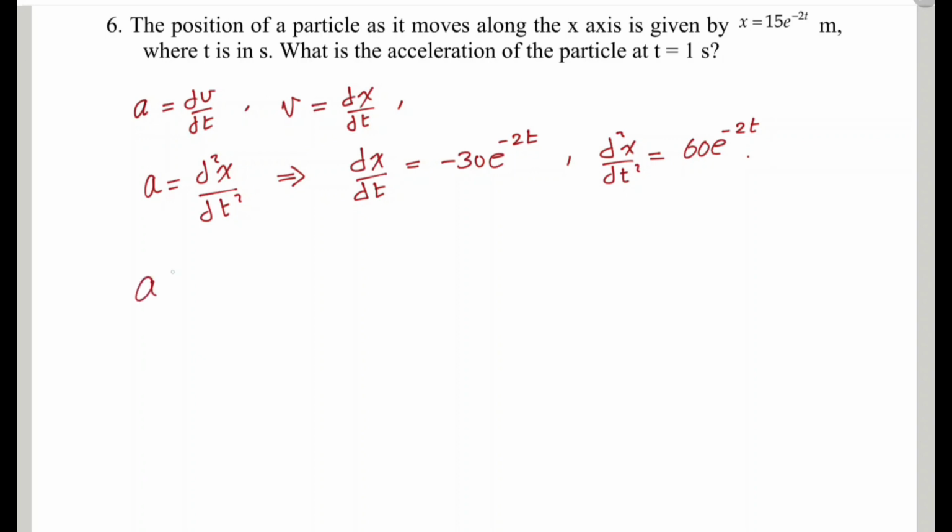So a, which is equal to the second derivative of x with respect to t squared when t equal to 1 second, equal to 60 e to minus 2, and a equal to 8.12 meters per second squared.